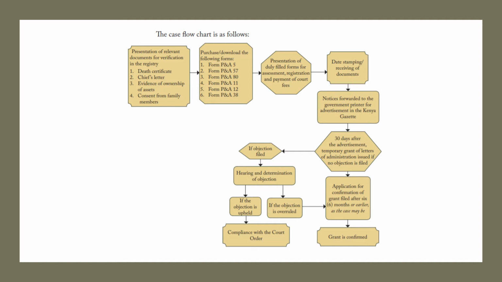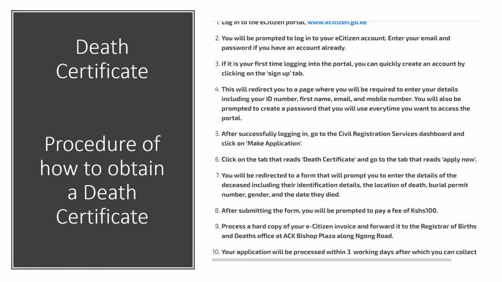So I'm going to start off with a death certificate, which is a self-explanatory thing. You will have to log on to eCitizen, and you will need an ID, a national identification card number, for you to be able to do that. So log in there, find out how you can get a death certificate. This is the easier way to do it. Before it would take a long time, but now, with technology, things are changing.